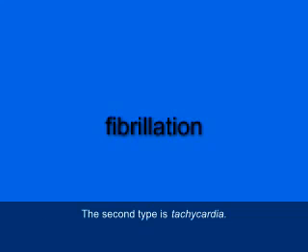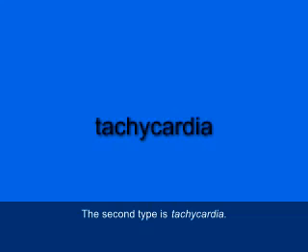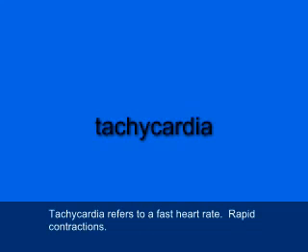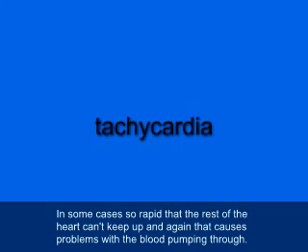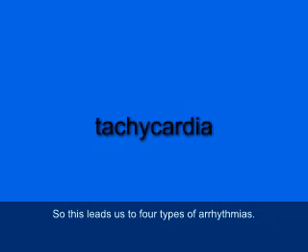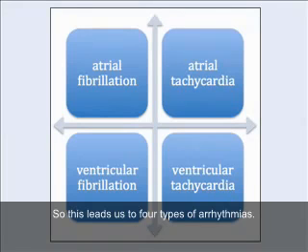The second type is the tachycardia. Tachycardia refers to a fast heart rate, rapid contractions, in some cases so rapid that the rest of the heart can't keep up. And again, that causes problems with the blood pumping through. So this leads us to 4 types of arrhythmias.